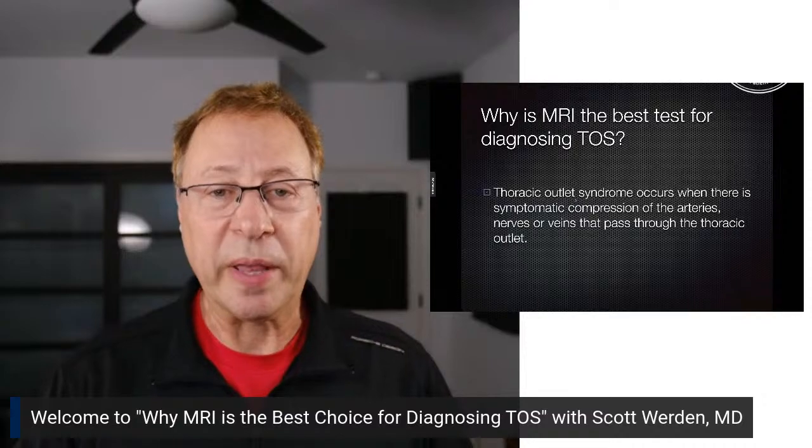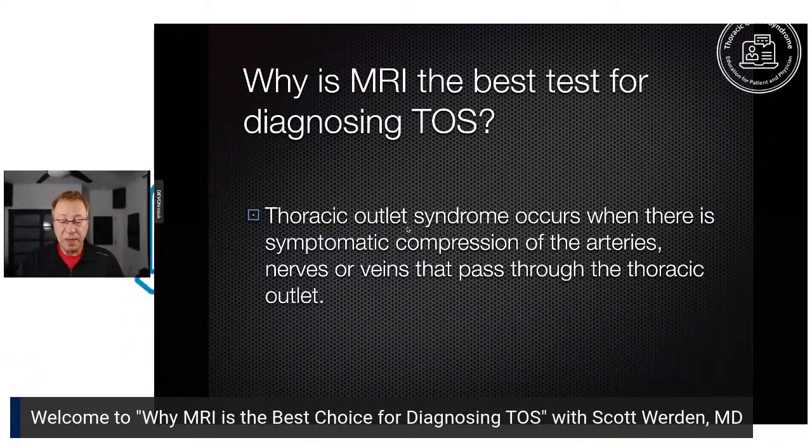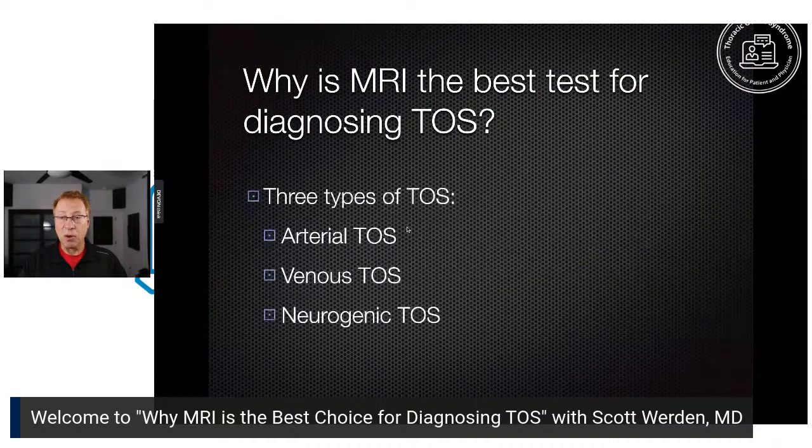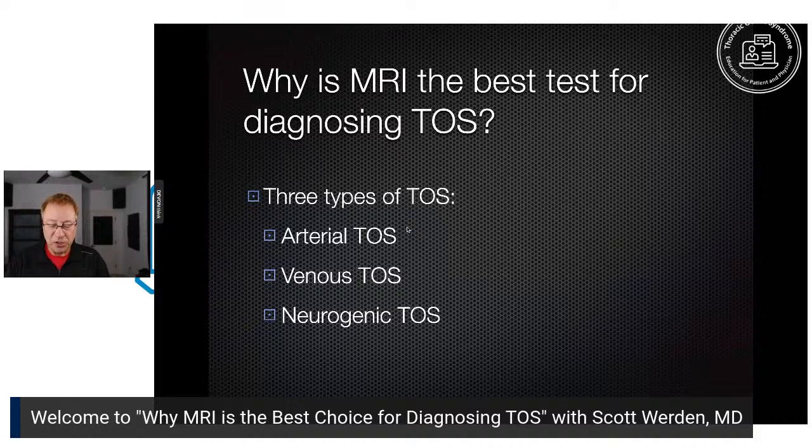Let's review a couple quick things about TOS itself. Thoracic outlet syndrome occurs when there is symptomatic compression of the arteries, the nerves, or the veins that pass through either thoracic outlet. There are three types of TOS because there are three structures that pass through each thoracic outlet. There is arterial TOS, there's venous TOS, and there's neurogenic TOS.